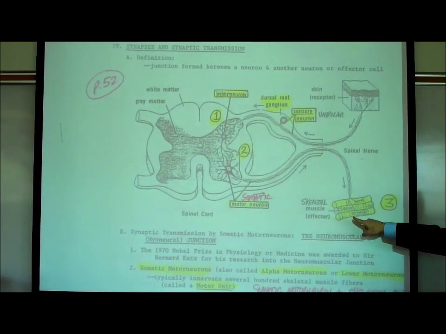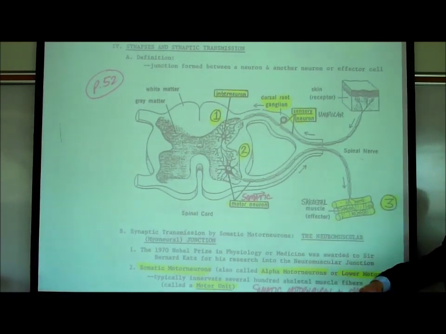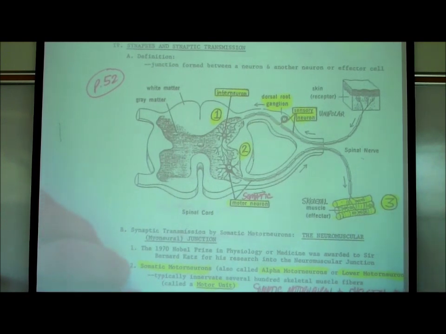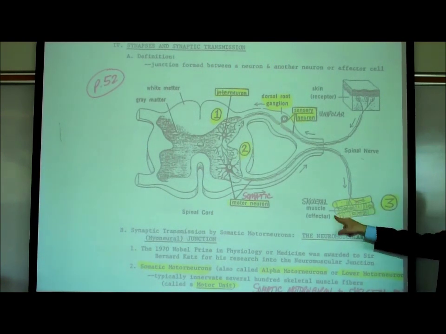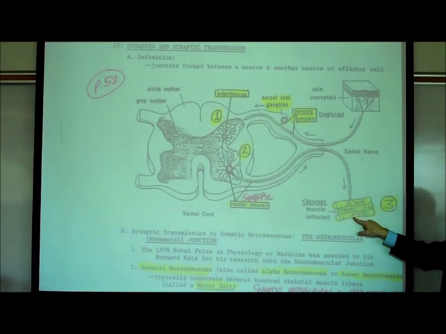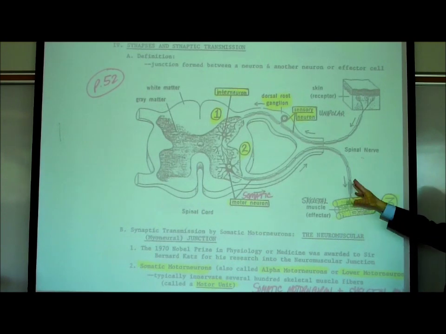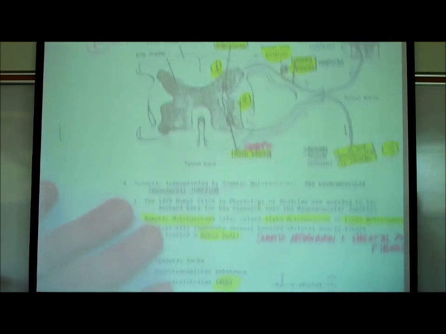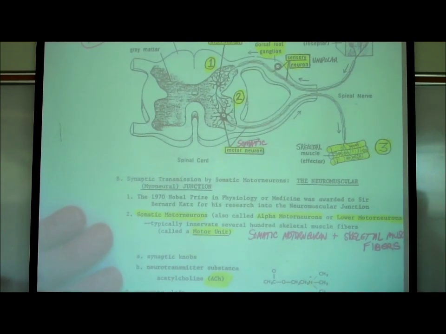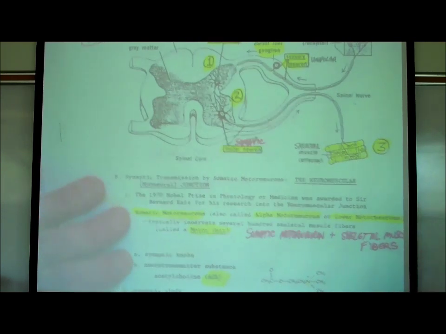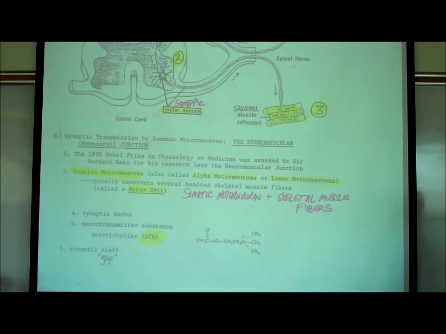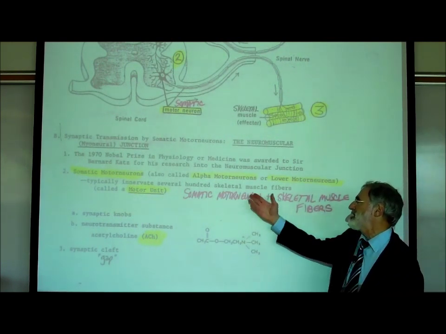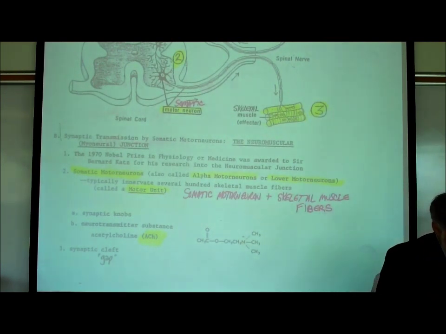You'd say, what's an effector? It's written right there. Any organ that has an effect. Muscles and glands. And we're going to talk about all these different types of synapses. We're going to start, though, with the synapse or junction formed between the somatic motor neuron and skeletal muscle cells. And this is known as the neuromuscular junction. We learned previously that another name for somatic motor neurons is alpha motor neurons or lower motor neurons.